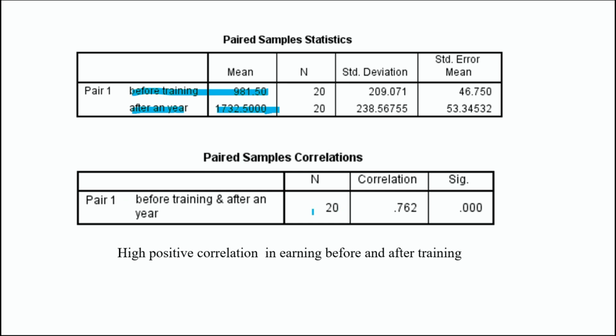So here first we can check whether there is a correlation or not. Here you can find a correlation of 0.762 with a significant. So statistically significant correlation before and after training. Means before training it was low, after training it is increased.